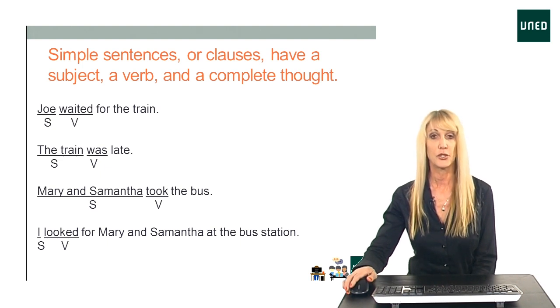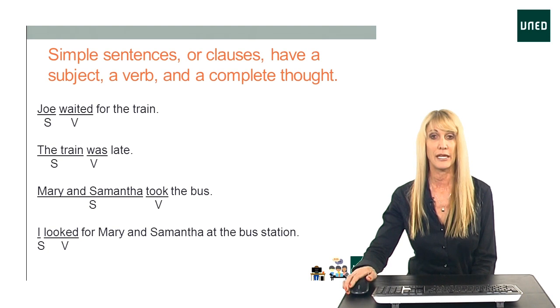Mary and Samantha took the bus. Now we have a compound subject. We have two people, and both of them are responsible for the verb took. So they, Mary and Samantha, form the subject of this sentence. Mary and Samantha took the bus. It's a complete thought. We have a subject and a verb, so it's a clause.